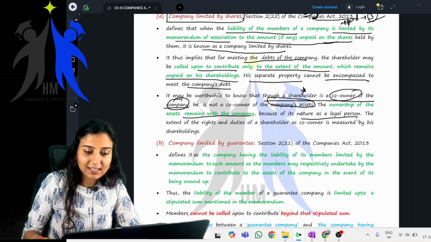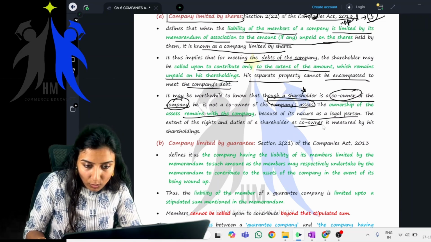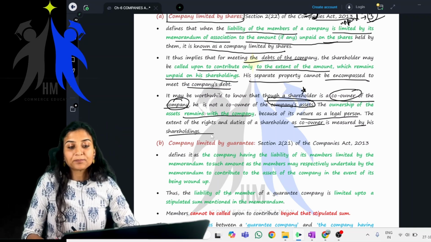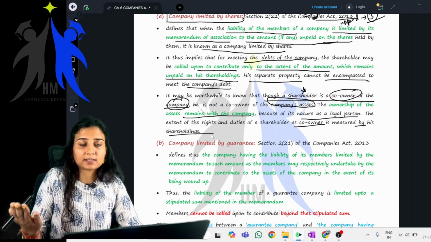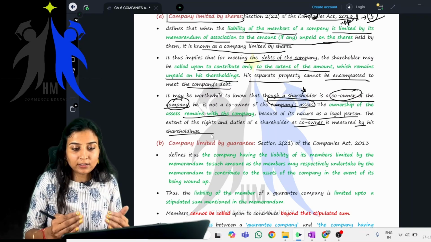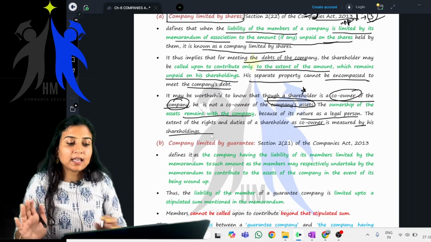Simple, no? Yes. The extent of the rights and duties of a shareholder as a co-owner is measured by his shareholdings. What they are trying to tell you is, if you have more number of shares, you have more stake in the company. So your rights and duties increase when you have more number of shares in the company.